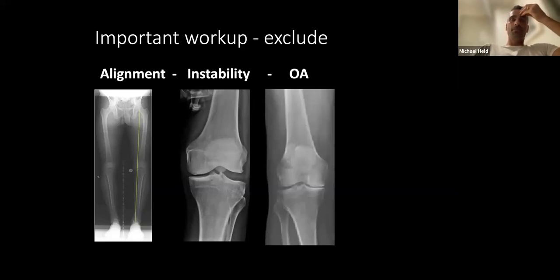Now, when you think about the workup of the cartilage, it's obviously important to understand where the defect is, how deep the defect is, and how big the defect is. But where we always fall into a trap is when we don't look outside the cartilage and we understand the loading of the limb. So it's important to understand what alignment this limb has, and if there's instability.